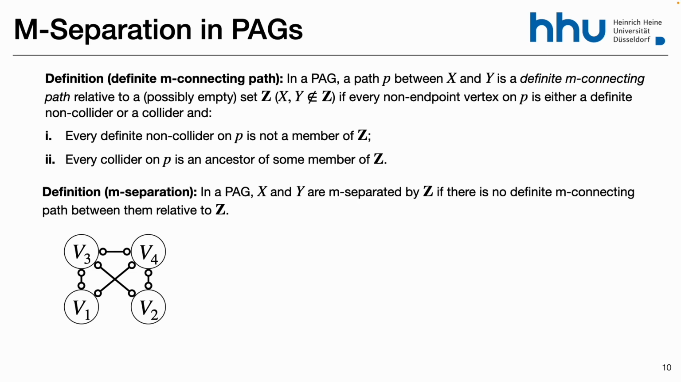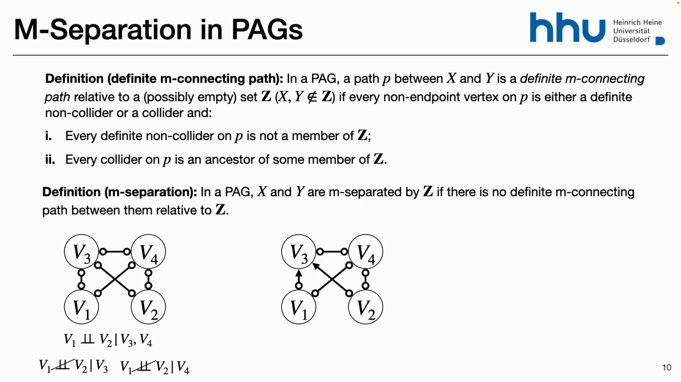I just need to separate the definite status paths. V3 or V4? Perfect. Or no. And you need both. For both. So basically, if I don't condition on both, I will have some dependence. So this is the only implied conditional independence, and I check this by this M-separation that looks only at definite status paths.